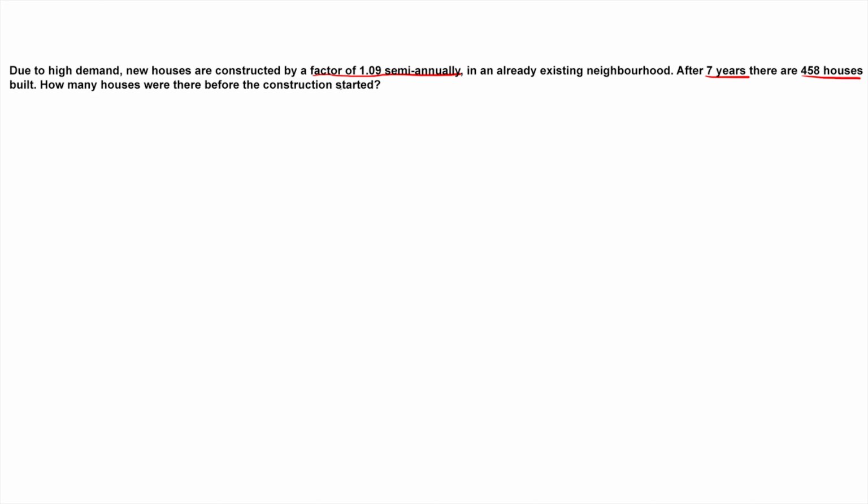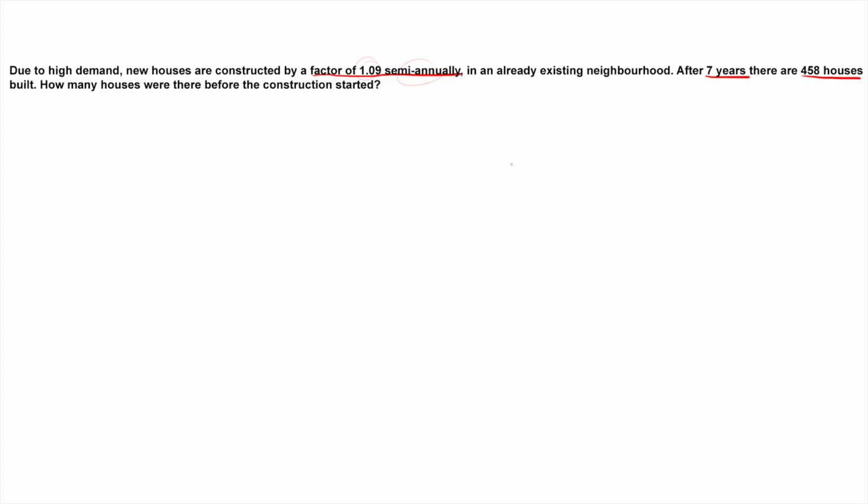Okay, interesting. So what we have here is we don't know how many houses we're starting off with. We're already in an existing neighborhood. Okay, so there's some amount of houses in this neighborhood, and we know that the amount of houses increases by 1.09 semi-annually. Okay, so that's every 6 months or every half a year. After 7 years, there are 458 houses. So what we're actually given here is the end product. At the end of all of this building, we have 458 houses. But how many did we start with?